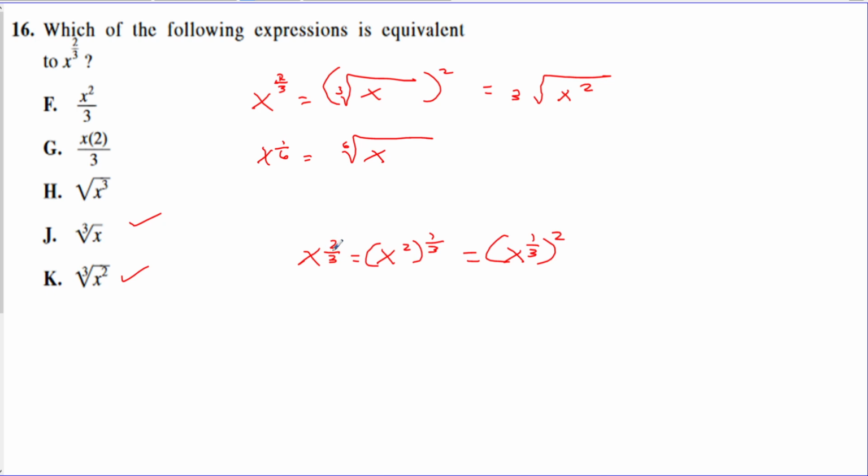I'm splitting up the 2 and the 3 in this fraction either as 2 times 1/3 or 1/3 times 2. So any of these work, which means this one would be the same as having the squared on the inside of the radical. If I look at this one, it just means having x on the inside of the radical and then squaring it on the outside. So they all mean the same thing. You get the same answer from all of them, but this is the one that shows up on our list, so choice K is the answer we're going to go with.